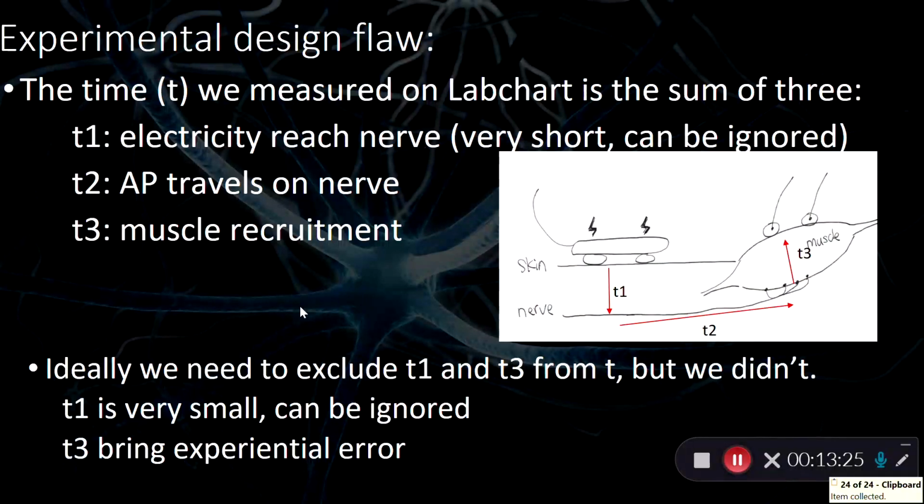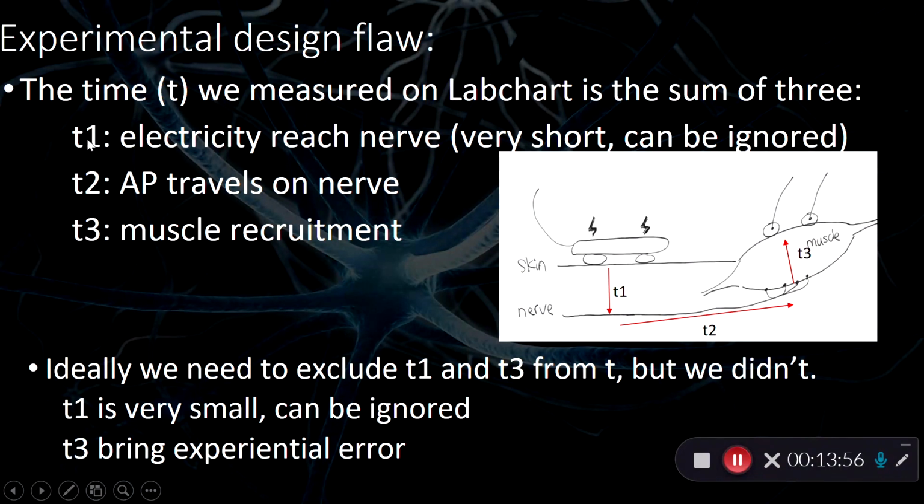Okay, so that sounds like a valid experiment design, right? However, there's an experimental design flaw. What is that? So the time that we've measured on the lab chart is actually a sum of 3 parts. And only one of them is the one that you're supposed to include in there. Okay, so let's take a look.